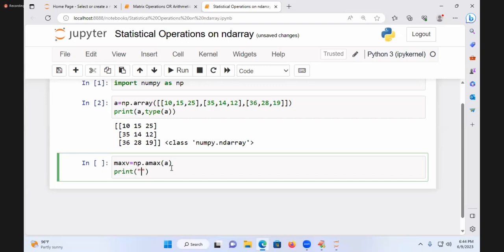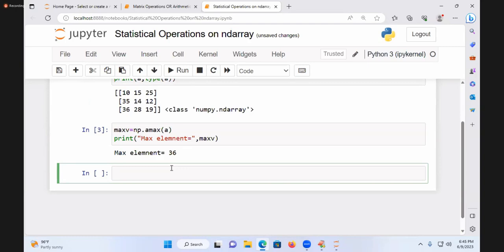Printing here, max element is equal to, now I am writing, comma, what? Max V, I am writing it. What is the answer coming? 36. This value, 36, is the highest value here.